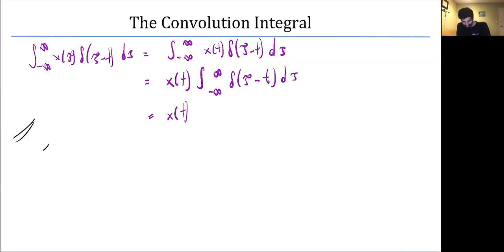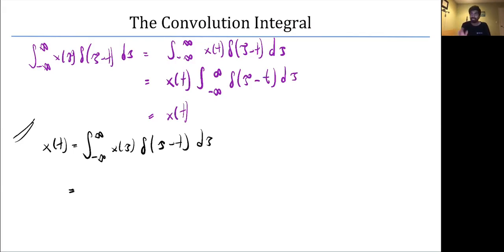So in summary, x of t equals the integral of x of tau delta of tau minus t d tau. And remember, just by the properties of delta, the Dirac delta function is an even function. So you have the integral from minus infinity to infinity of x of tau delta of t minus tau d tau.